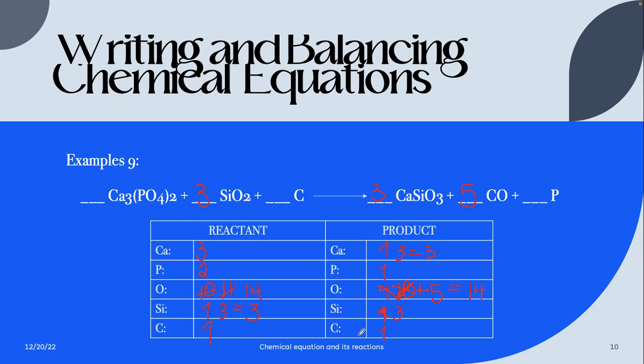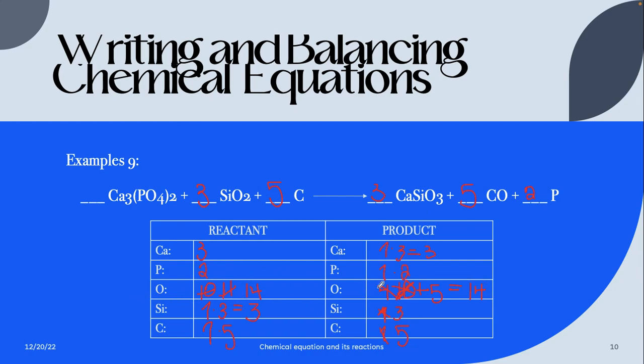Okay? So now the carbon changes, where we'll have 5 carbons. To make the carbon the same on the product side, we need to multiply by 5 here on the reactant side. So we're going to have 5 here. And if we take a look at the phosphorus, there is 2 here. So now we need to multiply by 2 on the product side to make this equation balanced. And now the equation is balanced.